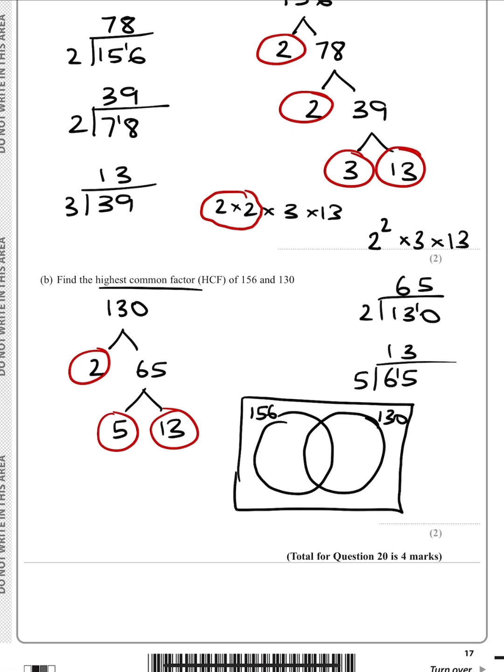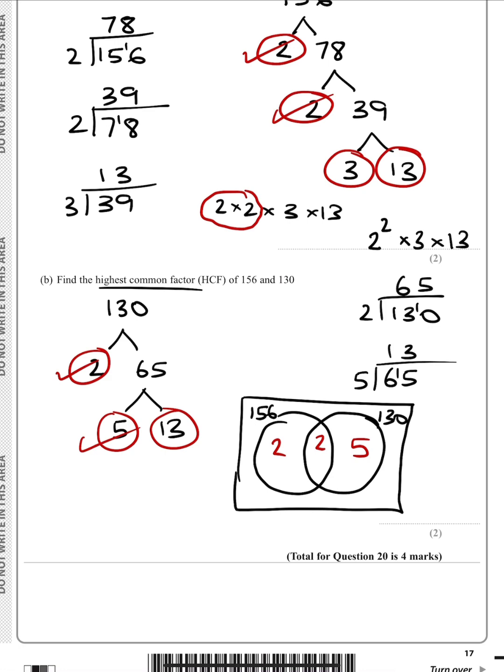I've got a 2 here and I've also got a 2 at the top there. So I'm going to write 2 in the middle. There's another 2 though that is a factor of 156. That is not a factor of 130. So that 2 belongs to 156 only. I'm going to cross that off. Then I've got a factor of 5 for 130 that is not present in the factors of 156. So 5 is going to go in the 130 set only. I'm going to tick that off.